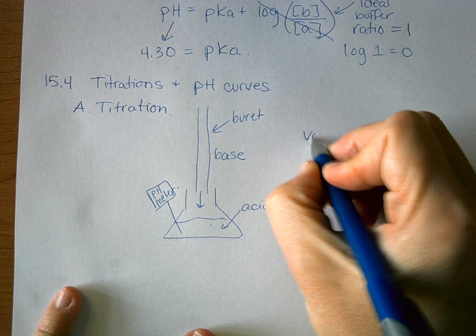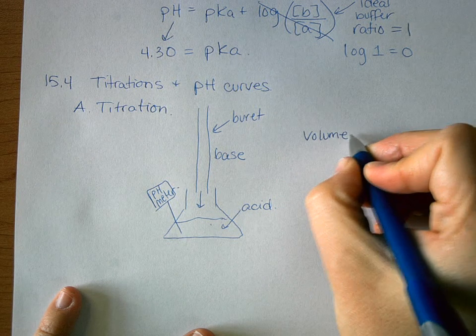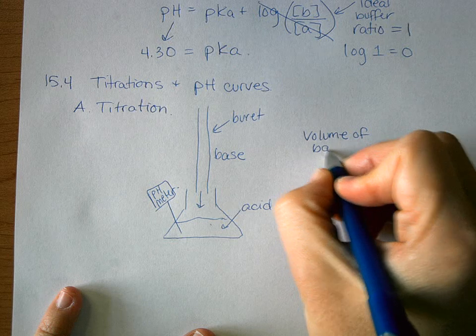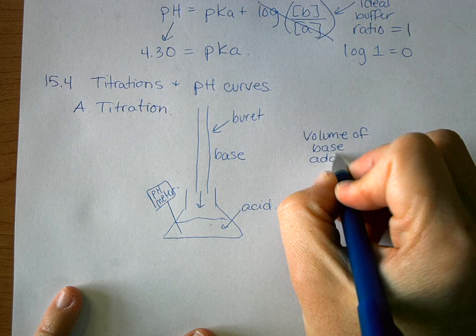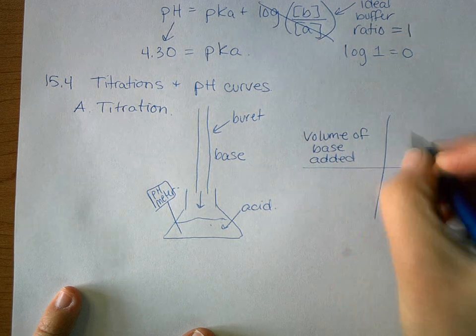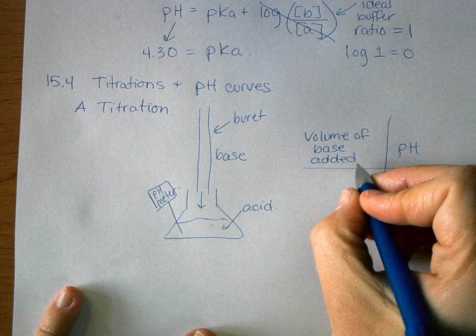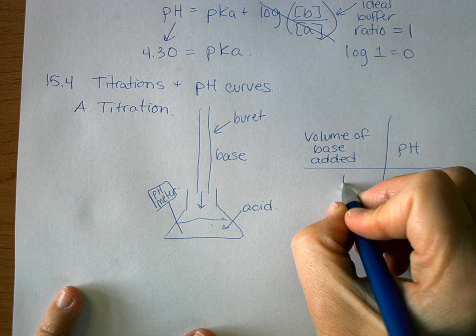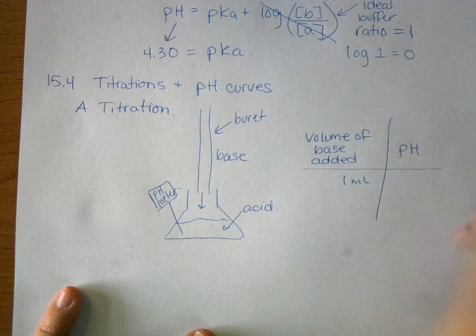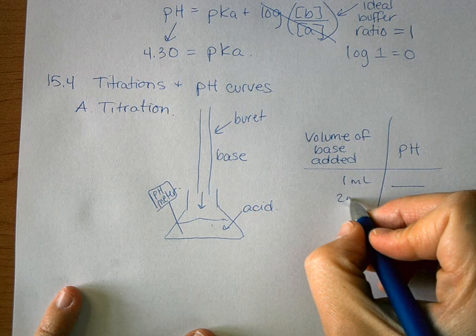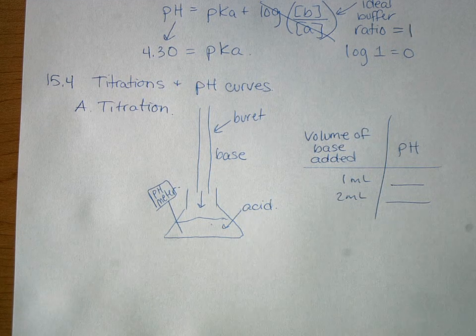So in doing a lab like this, which we'll do next week, you'll have your volume of base added, and then your measured pH. So you'd say, okay, if I add 1 milliliter of sodium hydroxide, what's the pH? 2 milliliters of sodium hydroxide, what's the pH? And so on.